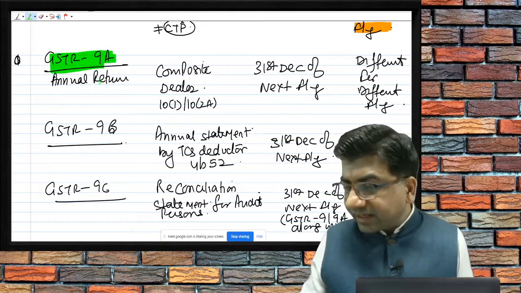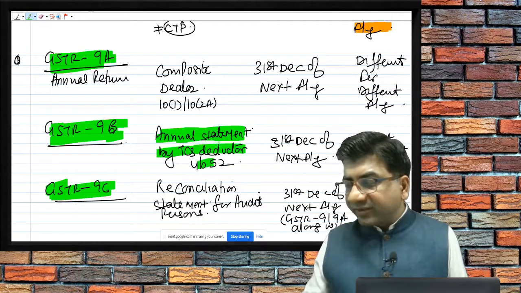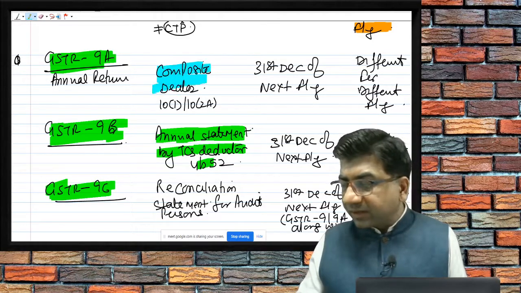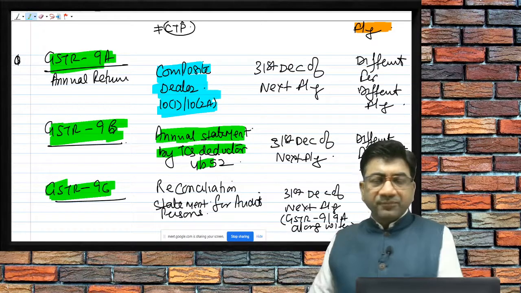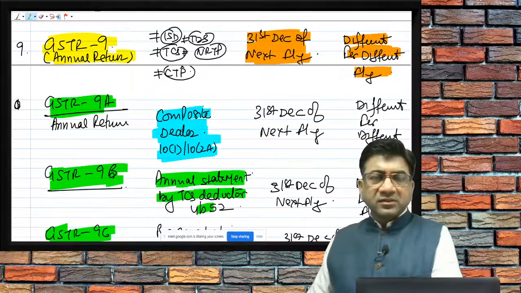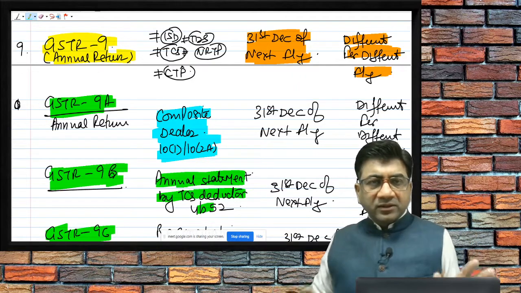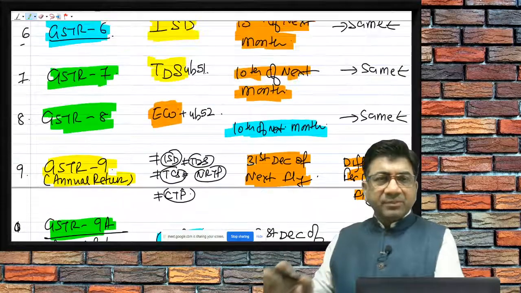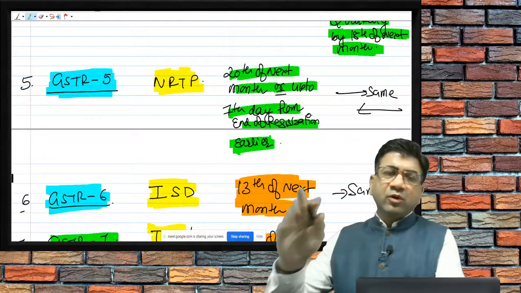So GSTR 9A, 9B, 9C. 9B is an annual statement of TCS. We don't call it an annual return because they are not liable to file annual return. We call it annual statement. Only two people are liable to file annual return, 9 or 9A: composite dealer and person other than this. So CTP will be only filing 1, 2, 3 and no 9. NRTP will only be filing GSTR 5.